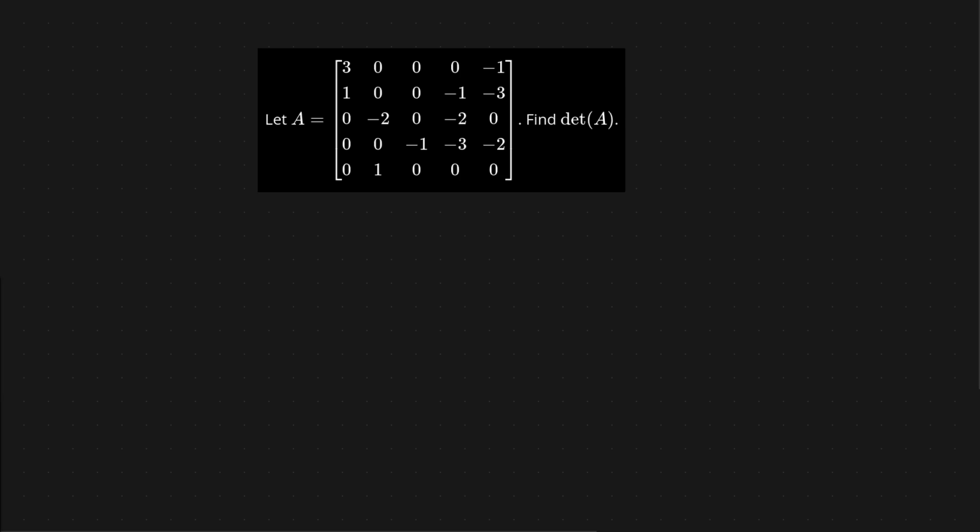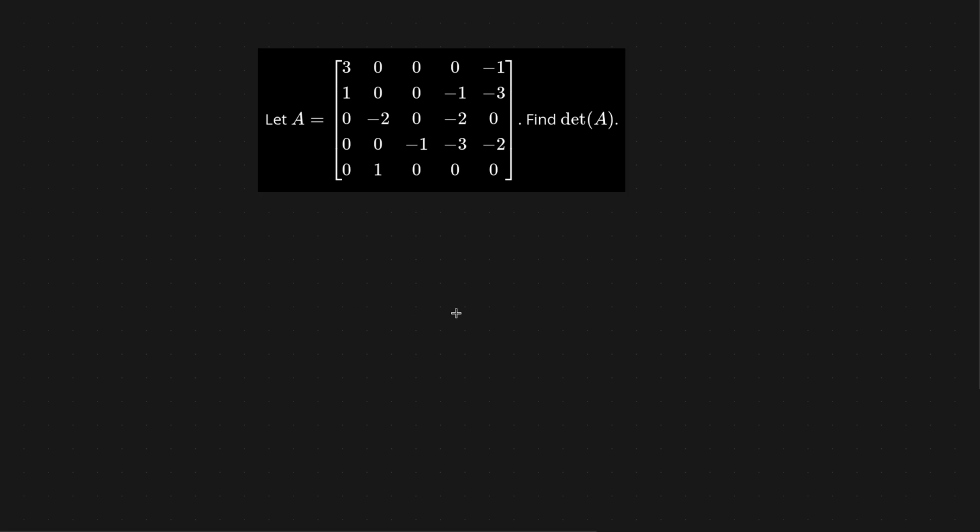Let's do an example with a big matrix. We have here a 5 by 5 matrix. We want to find the determinant of this matrix. By the way, as an aside, we can only find the determinant for square matrices. The determinant isn't defined for non-square matrices. So this is a 5 by 5 matrix. It's square. We're good to go.